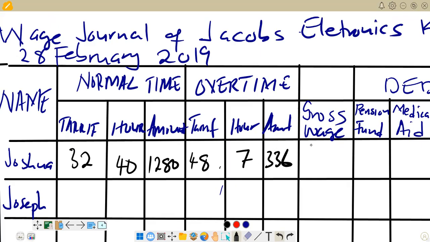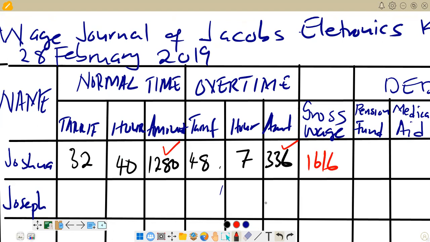So we can just now go to gross wage. You know that to find gross wage, we are saying normal time amount plus the overtime amount. So we are just adding these figures, 1,280 plus 336. Then the total that we are supposed to get here is 1,616. Then for pension, we are now on deductions.